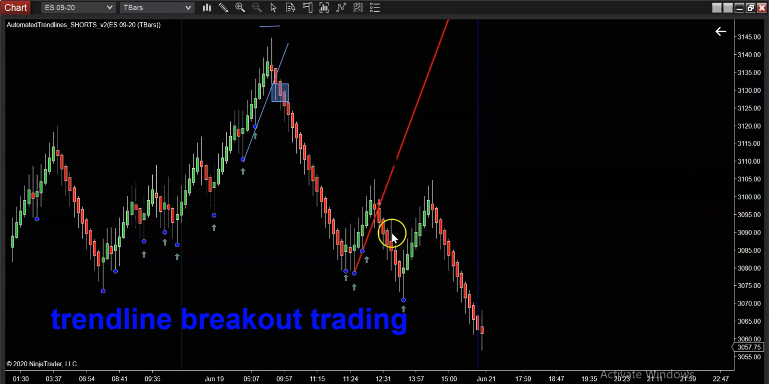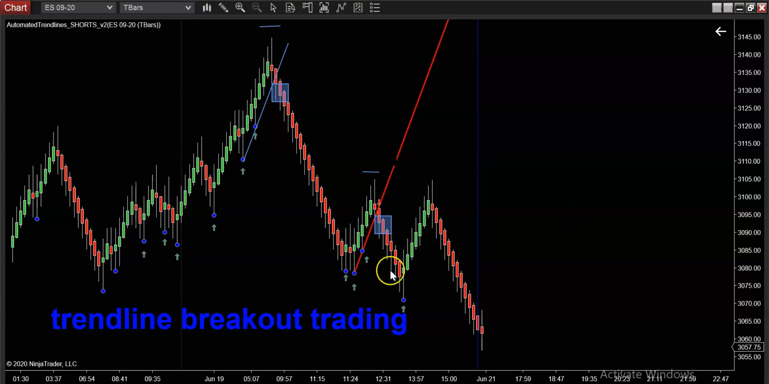Now, this is probably not the best entry, this second one here. If you missed the first one, you already missed an 80-point move on the S&P. I mean, you're coming in kind of late to the party if you take the second one after lunch. But again, a trend line is a trend line. So if you decide to take this second one here, your stop would get placed at the most recent swing high and the stop never gets touched.